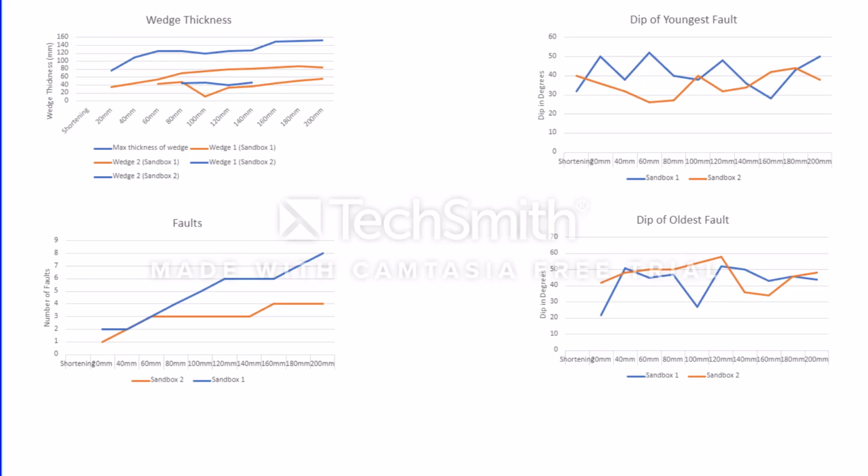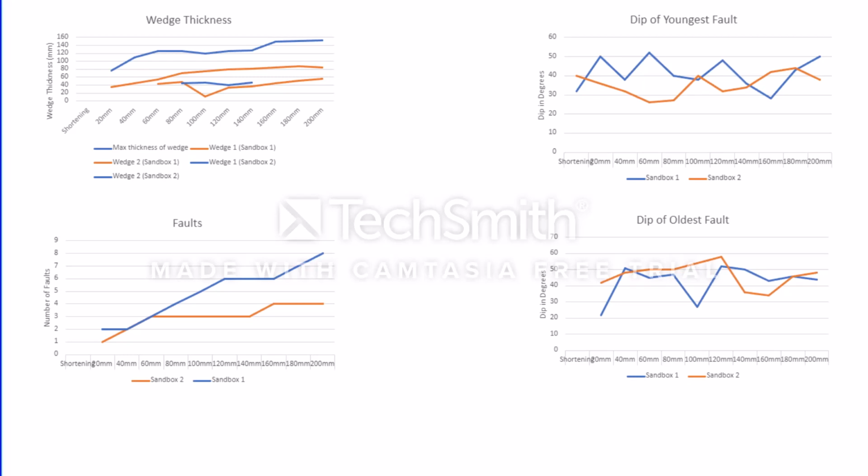It also affects the overall wedge size, as you can see in the wedge graph. Sandbox 2 has thicker wedges, whereas Sandbox 1 has thinner wedges, but more consistently it has 2 wedges rather than 1.